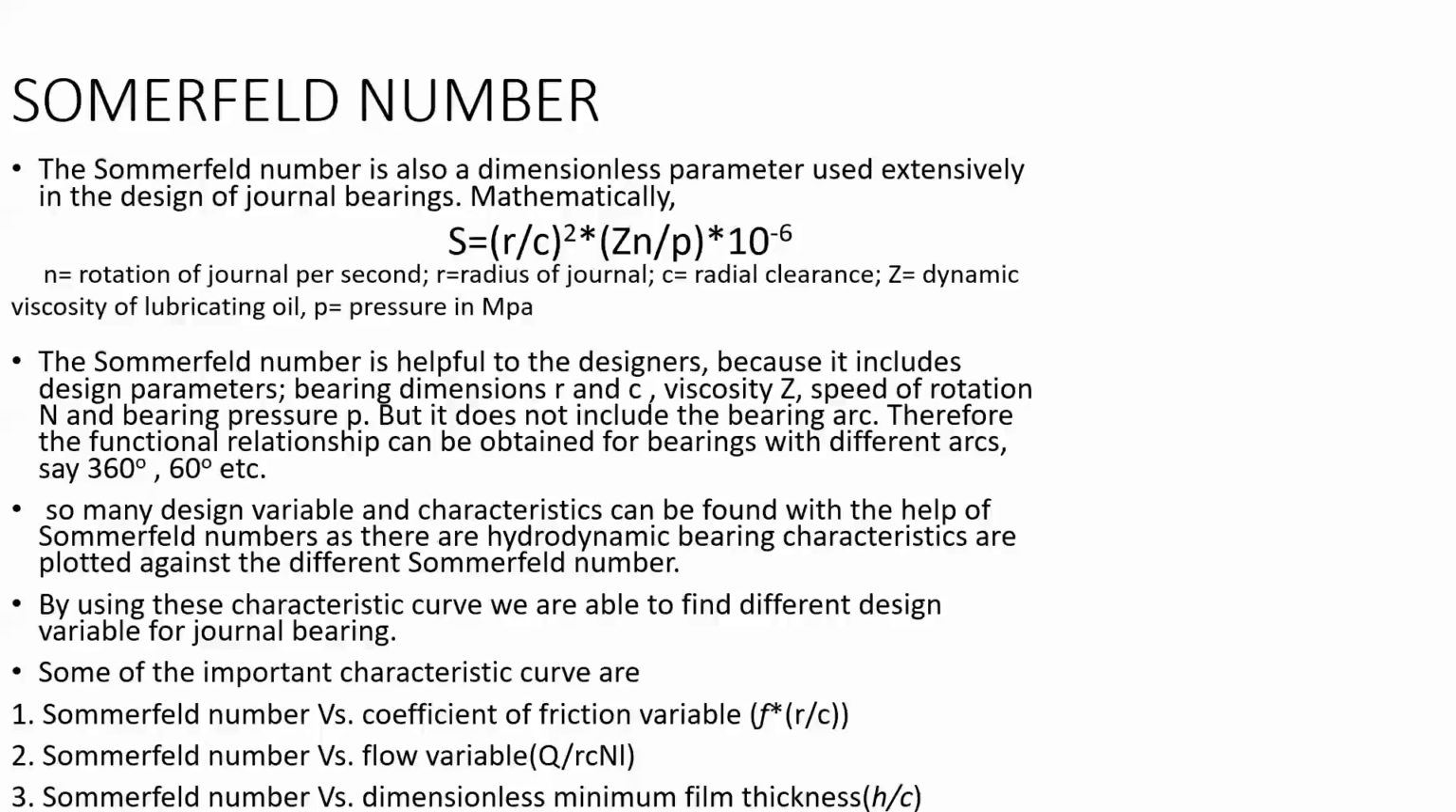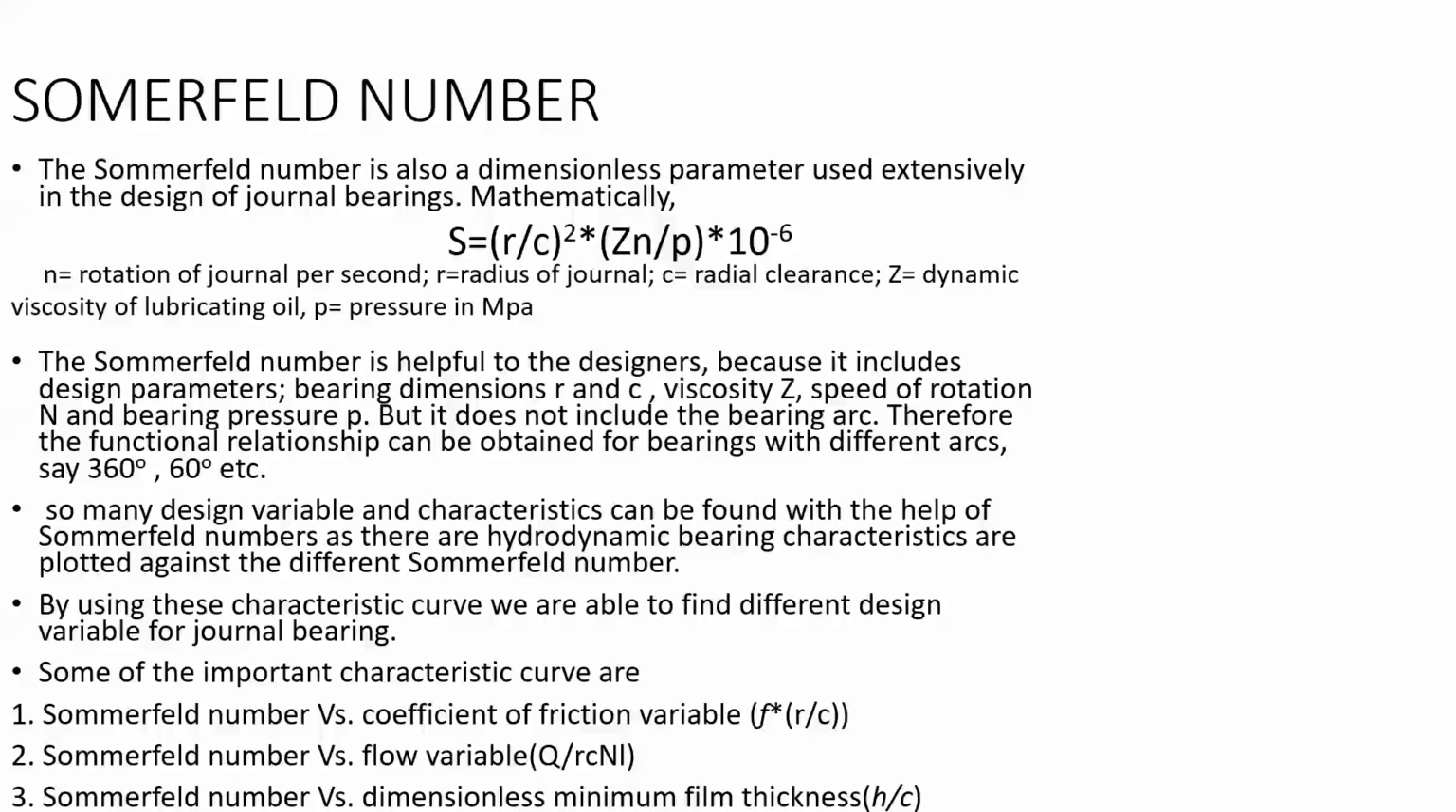So we have included it in the Sommerfeld number as Z, the dynamic viscosity. Then the speed of rotation of the journal. If you see this whole number, it contains all the parameters which are very important for journal bearing design, because clearance is very much required to develop the oil film between the bearing and the journal. Viscosity of the oil is very much required to have the ability to sustain the load, the radial load, for which the journal bearing is designed.